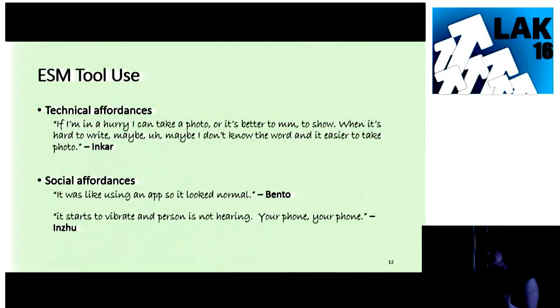So there were several affordances that encouraged them to submit their data. Some of them were technical. So allowing them to take a photo allowed expediency in their self-reporting. But they also liked being able to type, and there were social affordances because it didn't look like they were doing anything different, so it didn't stand out to those in their environment. The other thing is, because it would buzz at them to tell them to complete the questionnaire, everyone thought they were getting a text or a phone call and was like, you have to check your phone, you have to check your phone. So that helped with data collection.